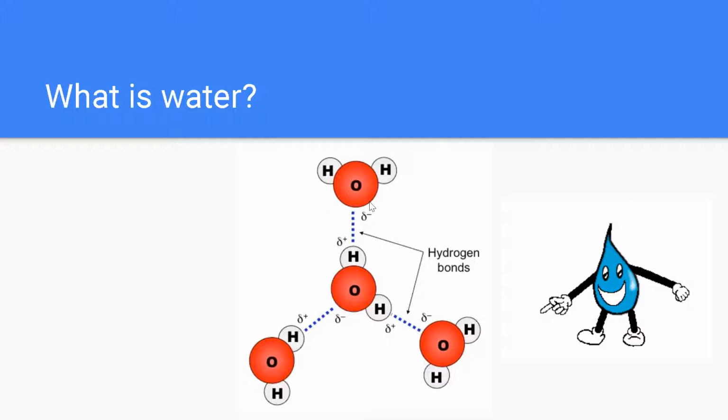Water is actually considered an inorganic compound, which is kind of weird. It's called inorganic because it was not created by a living organism. No living organism produces water. It just is here.